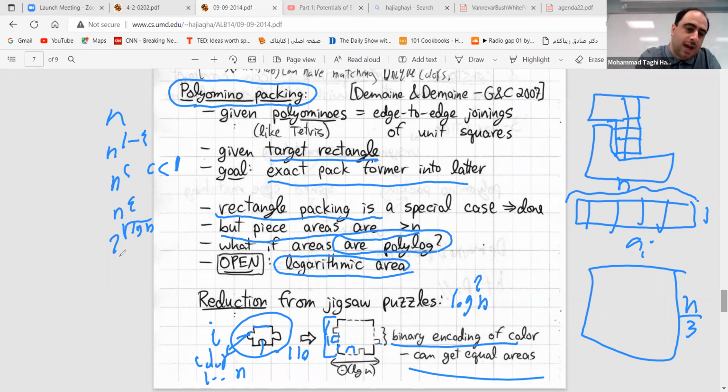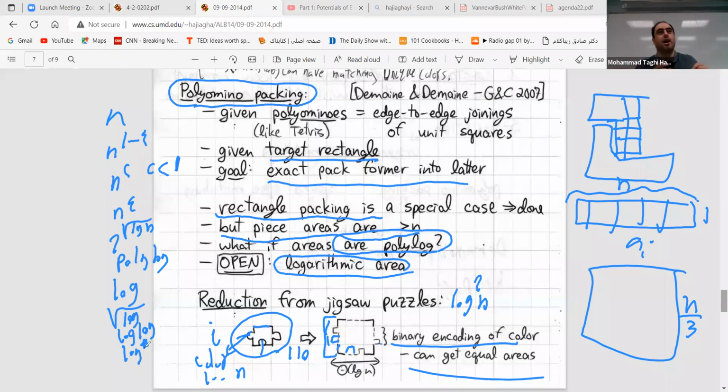Then from this one, we have polylogarithmic. Then we have log. Then we have square root of log. Then we have log. Then we have log star. Log star means how many times I need to take log such that this number becomes less than 1.